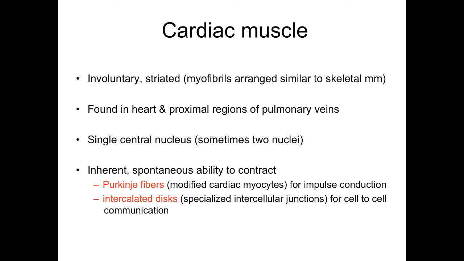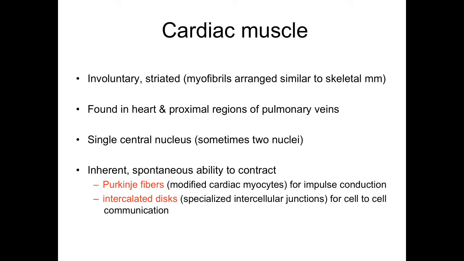Now, unlike skeletal muscle, in which the cells have multiple peripheral nuclei, cardiac muscle cells have central nuclei, usually one nucleus per muscle cell in cardiac muscle, but sometimes two nuclei. Cardiac muscle cells have a spontaneous ability to contract. We talk about Purkinje fibers.